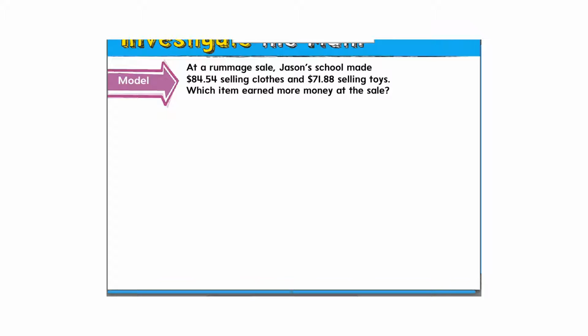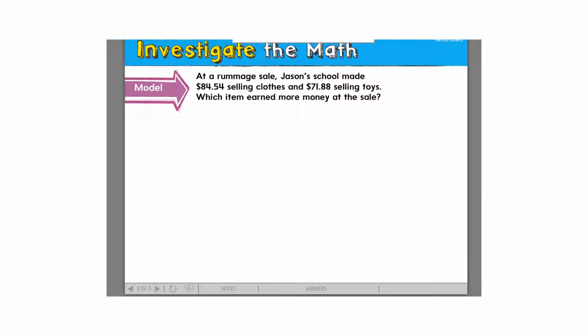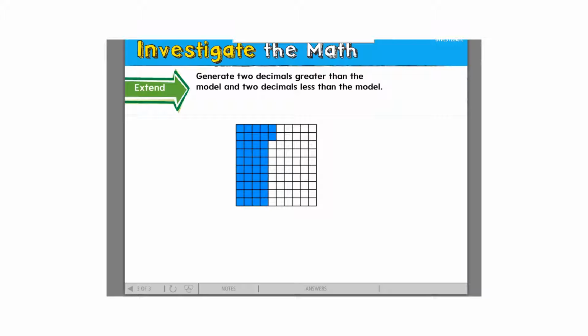I'm going to clear this one. I'm going to go on to the next screen. I want you to do one more on your whiteboard. Here's a model. Okay, I'm going to help you with this one a little bit. Then I'm going to ask you to do some of it on your own.